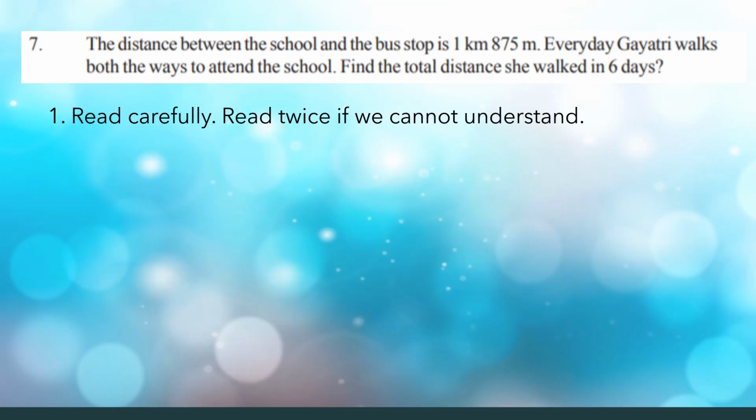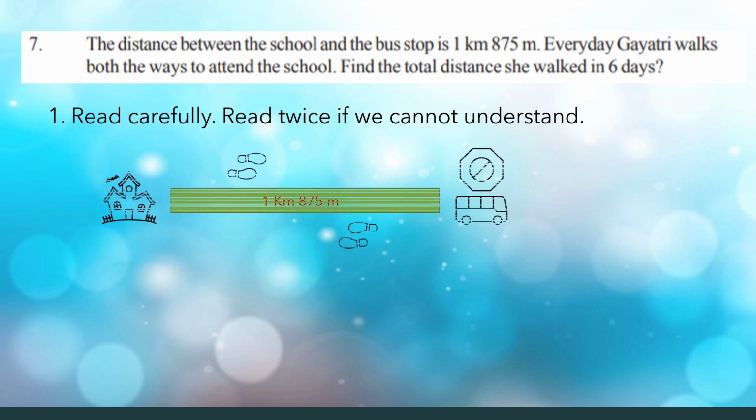Let's look at problem number 7. The distance between the school and the bus stop is 1 kilometer 875 meters. Every day, Gayatri walks both ways to attend the school. Find the total distance she walked in 6 days. Again, read the problem carefully. Read it twice if you cannot understand. Next, I have drawn the picture.